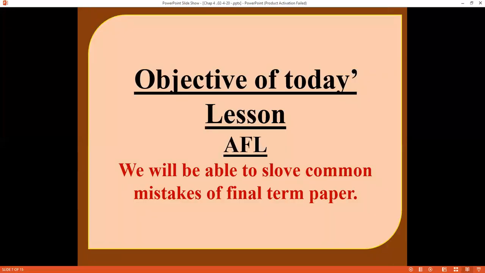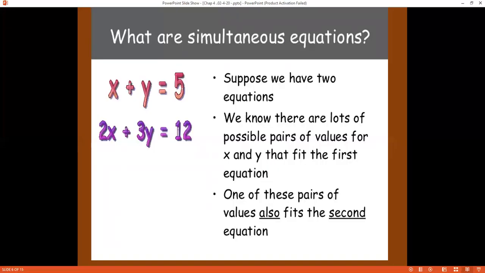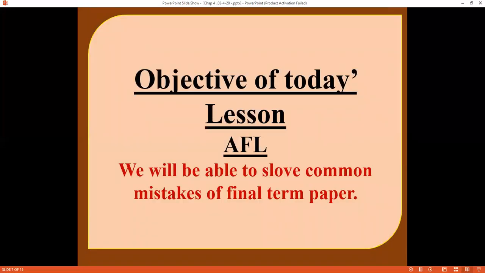This was the brainstorming of ratio and simultaneous equations. What we have to do today, the topic is AFL. We are going to solve AFL for today. We will be able to solve common mistakes of the final term paper of mathematics. The mistakes you made in the maths paper, we will solve today. That is the objective of today's lesson.